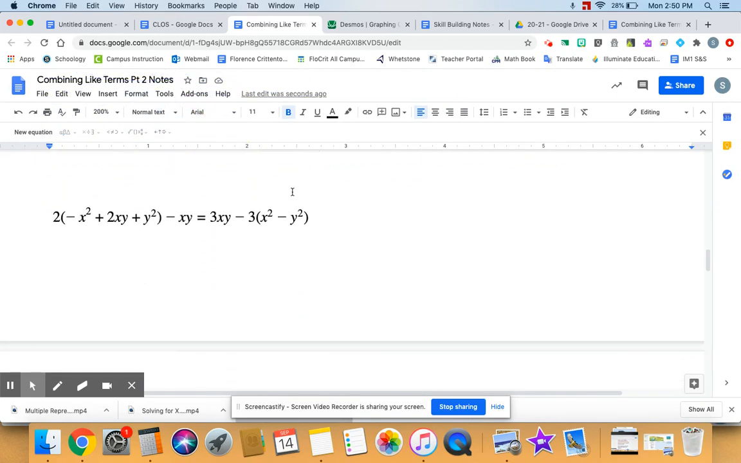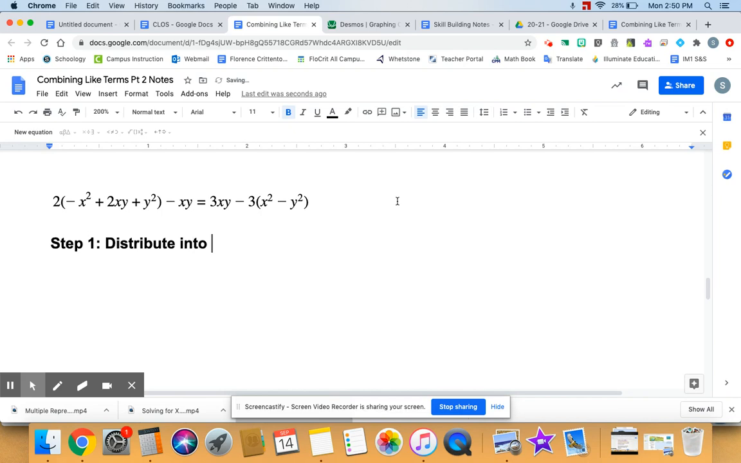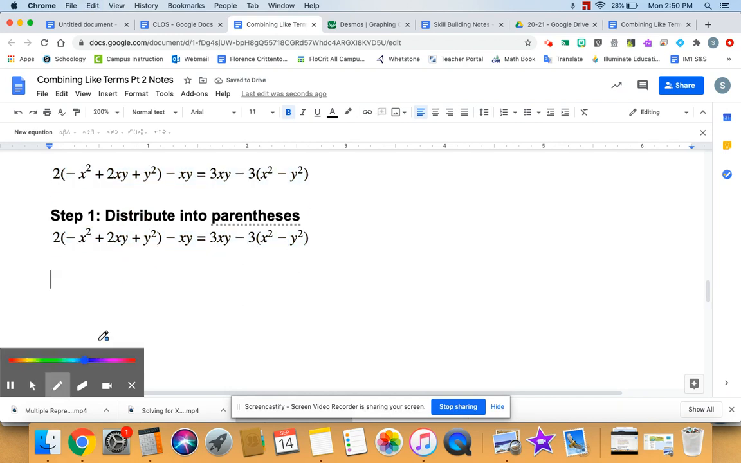I'm going to do it again here with parentheses, because if there's parentheses, we have to distribute. And I'm going to break it into steps. So step 1 is always going to be distribute into parentheses. So if there is a parentheses around a lot of things, and you cannot combine those things because you can't combine x squareds with xy's and with y squareds, then the next thing you should say is there's something right in front of the parentheses.